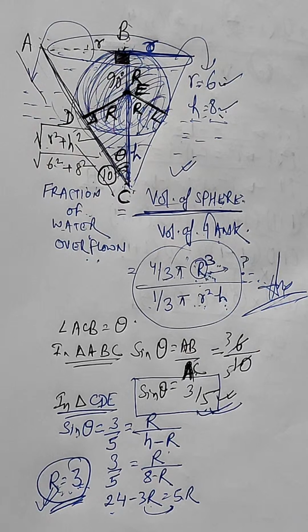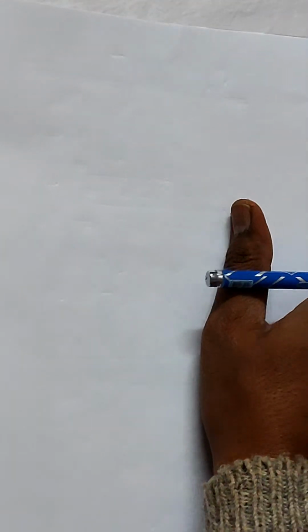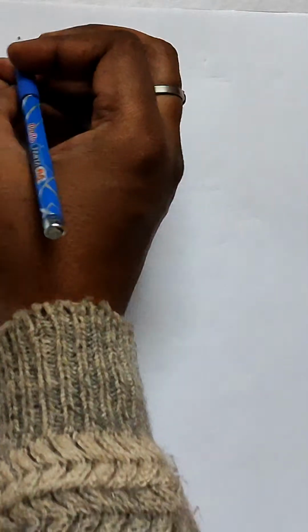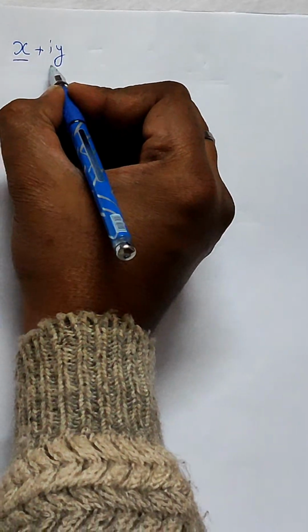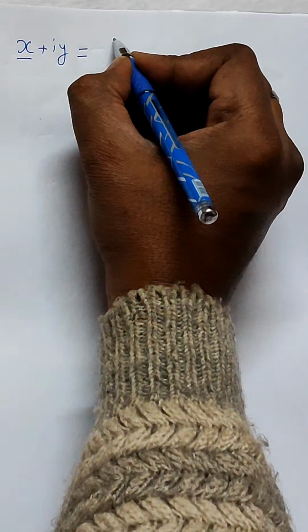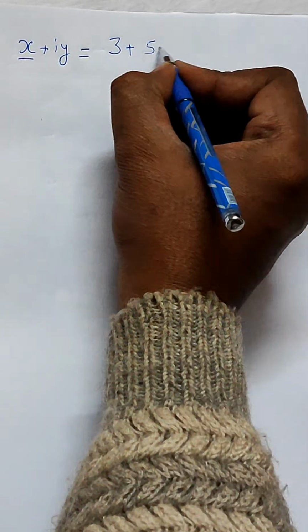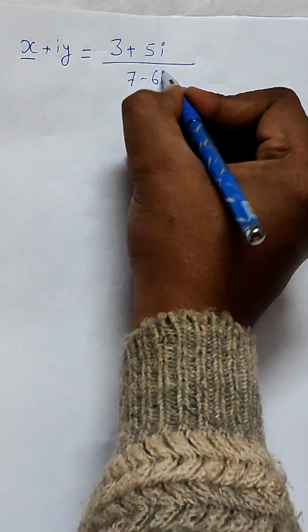Yeah. So there is a question of complex number. I hope you all are comfortable with it. So I'm checking it, changing the page now. Okay. So in this question, it's written as x plus iy. This is the real part, this is the imaginary part. This complex number is given as (3 plus 5i) by (7 minus 6i).